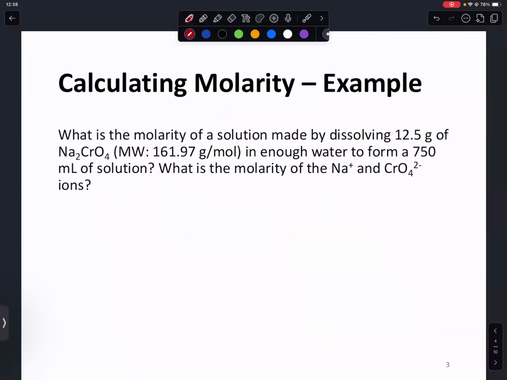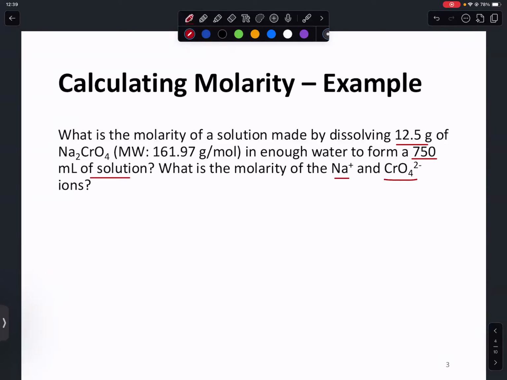This etched mark indicates the 1 liter, and we mix it to prepare the 1.00 molar solution of sodium chloride. Now let's look at an example of how to calculate the molarity of a solution if you are given the mass of the solute and the volume of the solution. We will also learn how to calculate the molarity of the ions of this compound, which is sodium chromate.